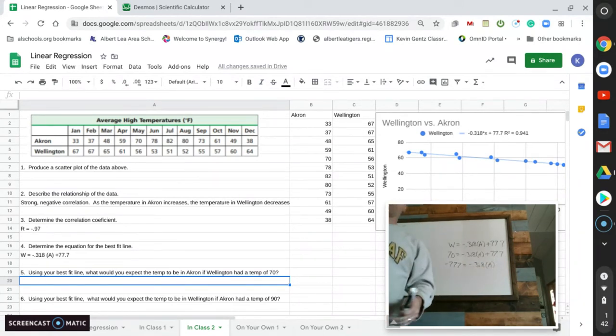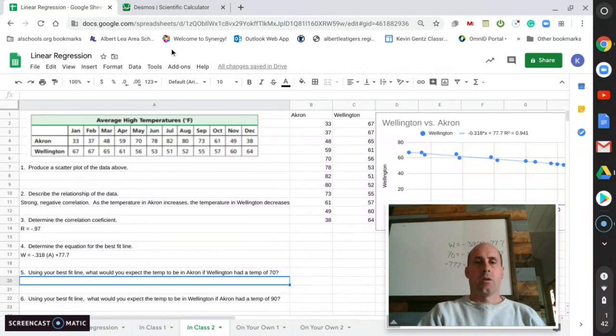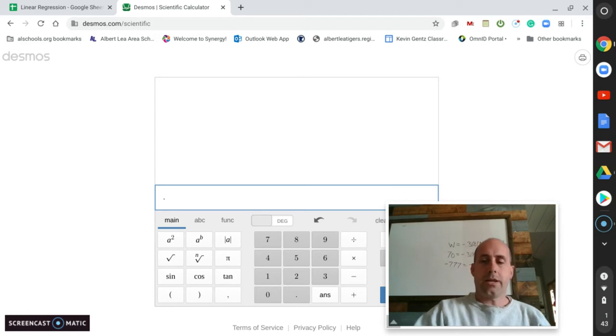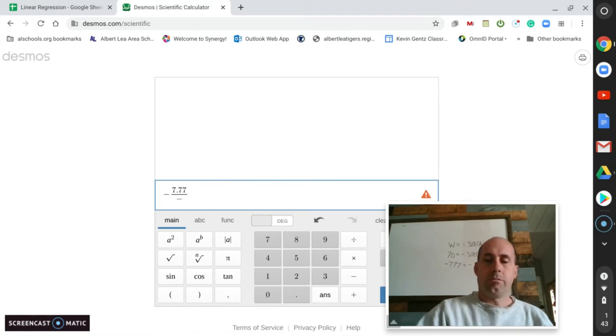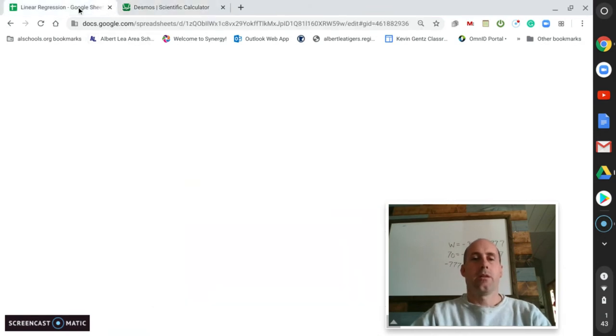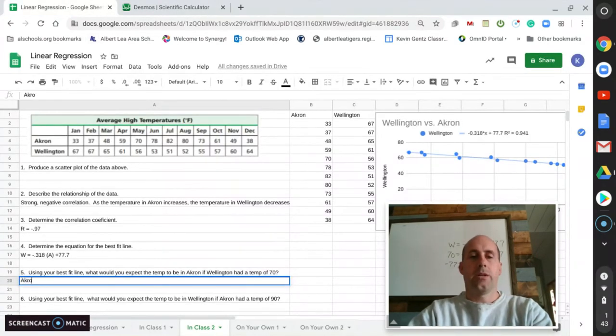I'm going to calculate that on my calculator. So I go to my calculator. I have negative 7.77 divided by negative 0.318. And I get 24.43. Akron temperature equals 24.43 degrees. I think that's what we had, 24.43.